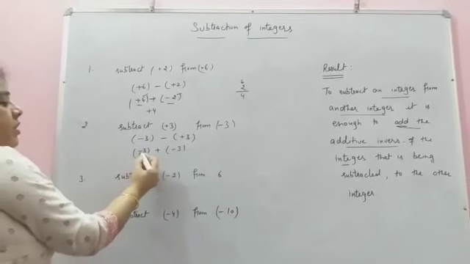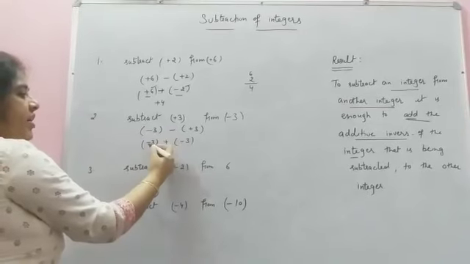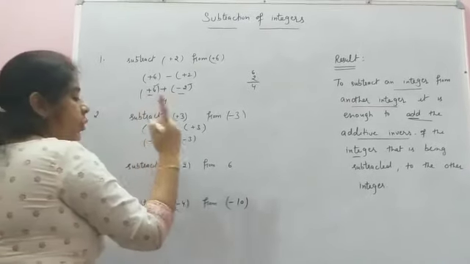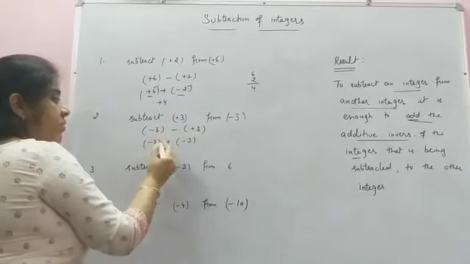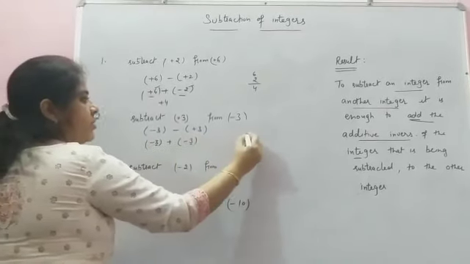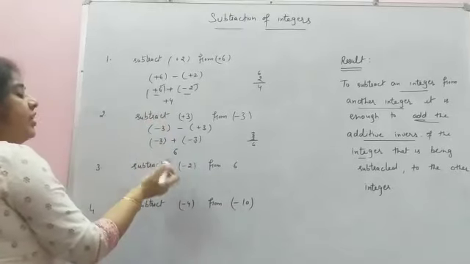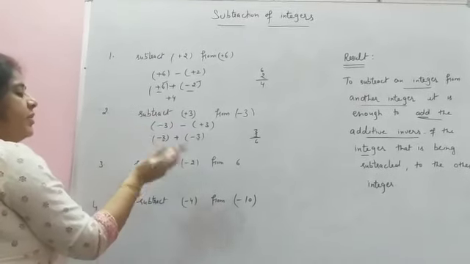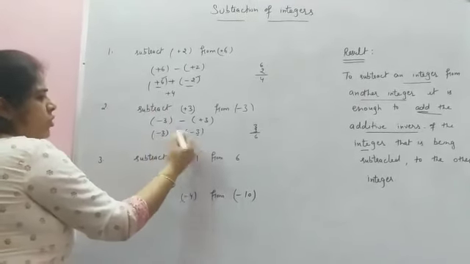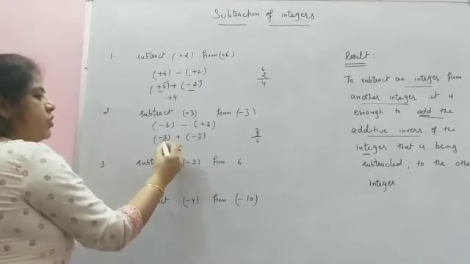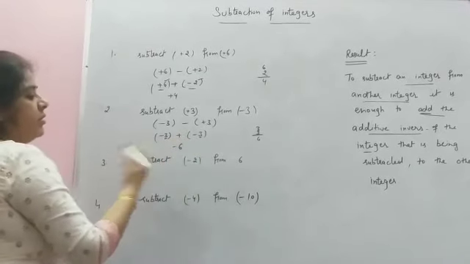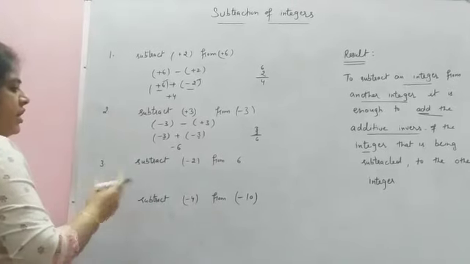Now we have the addition of two negative integers. If we are adding two integers with the same sign, we add the numbers. 6. But which sign will come? Normally the sign of the bigger number, but if both have the same sign, there is no bigger or smaller, so we put the sign minus only.